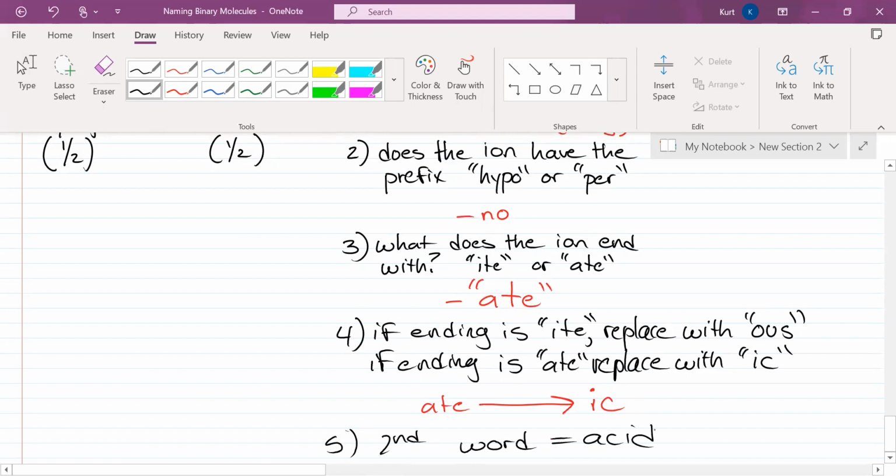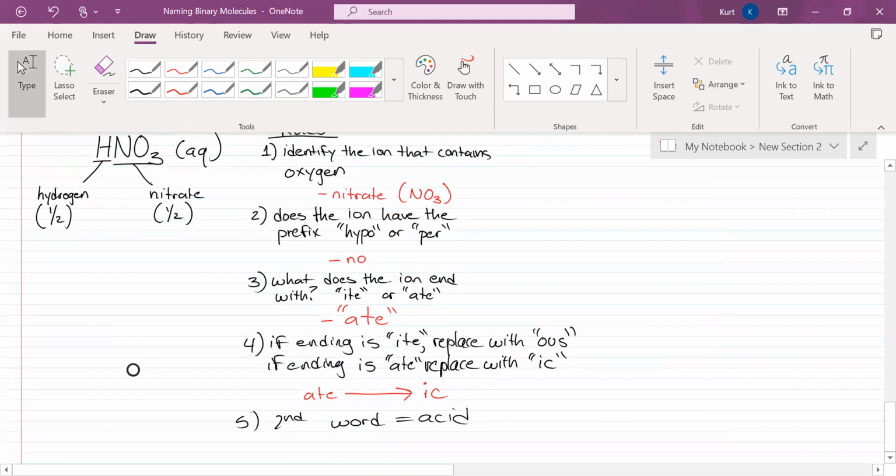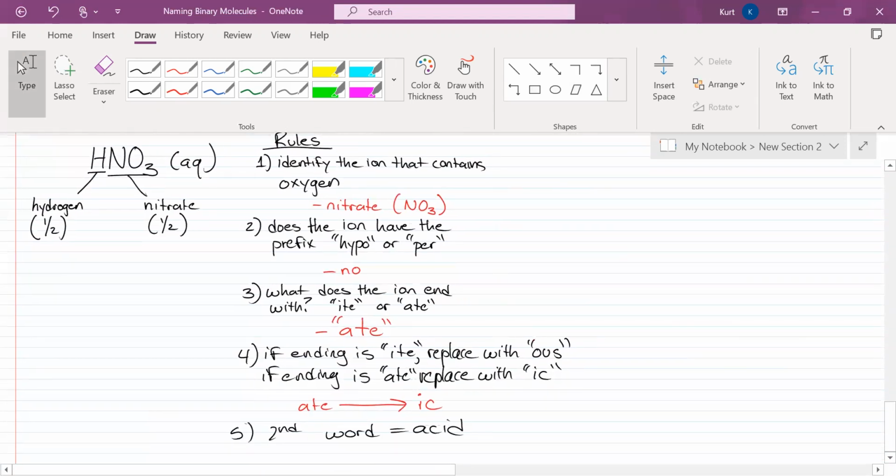So that's a mouthful here. Take it one step at a time. You cannot eat an elephant in one bite. You got to take it step by step. So we have 5 minutes. Let's go ahead and try to name this guy.